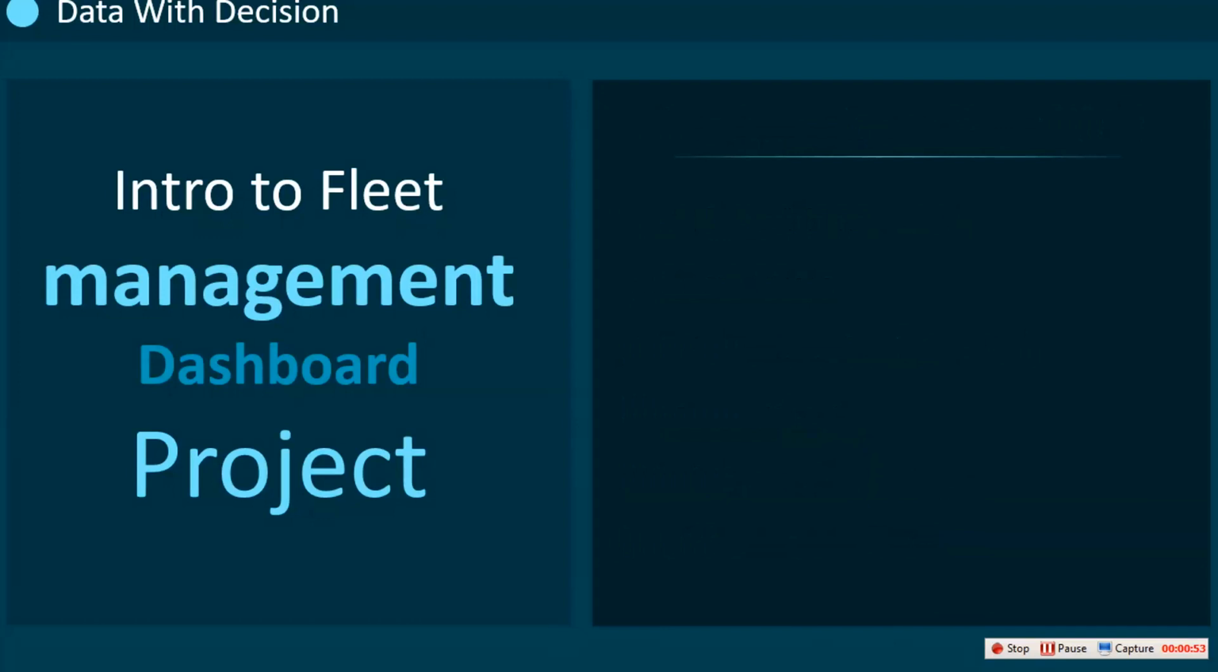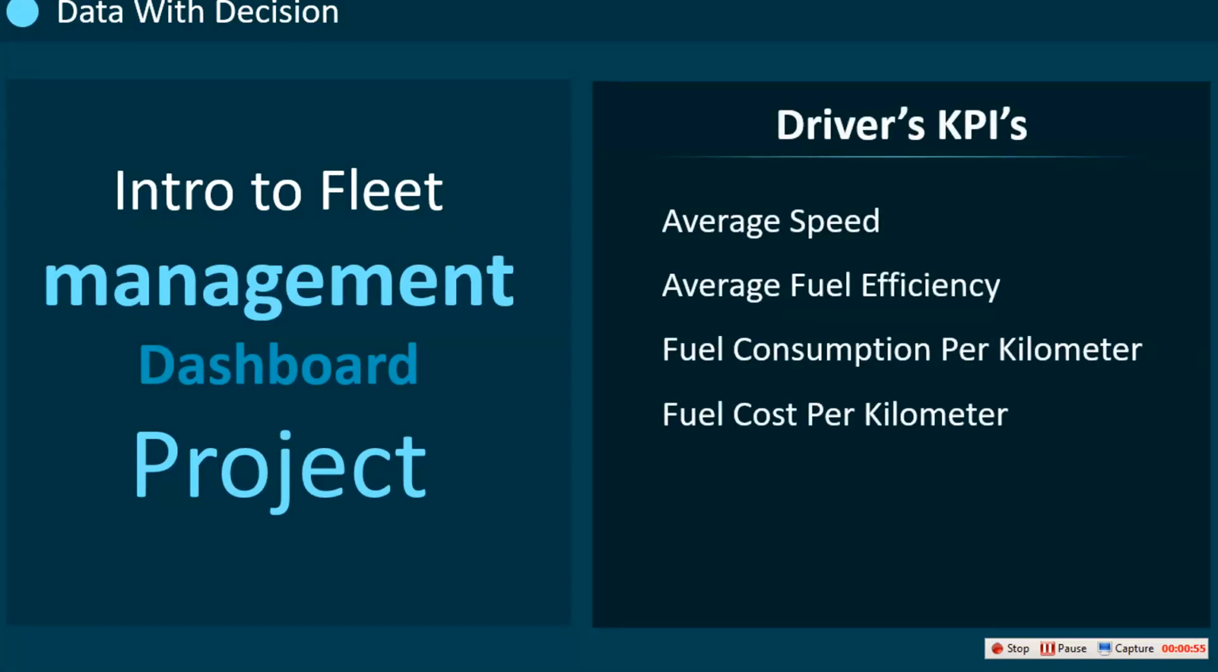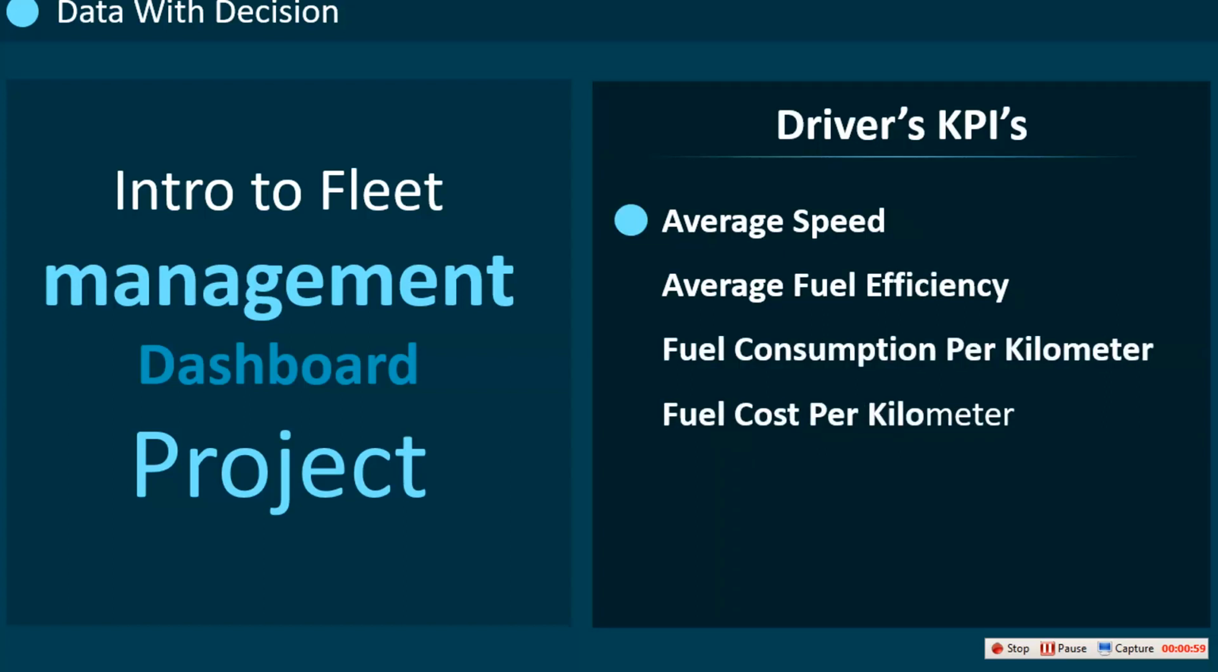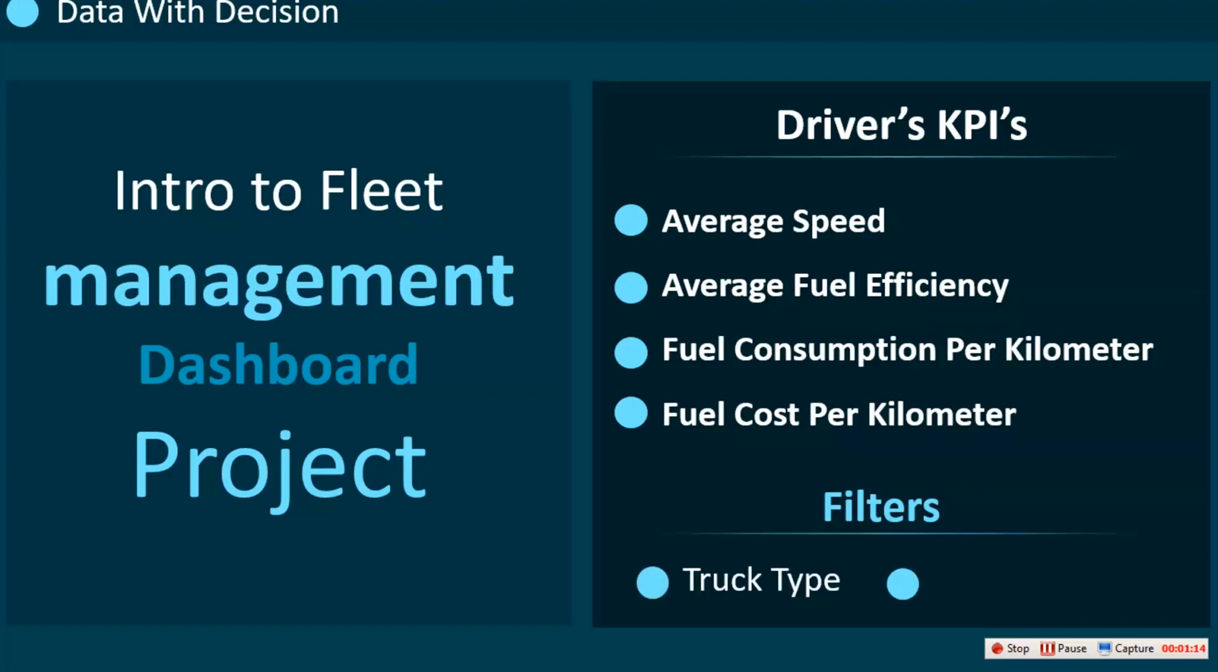Then we have other KPIs which are peculiar to the drivers. We're talking about the average speed per driver, average fuel efficiency, fuel consumption per kilometer, and fuel cost per kilometer. After all this, we need to add a couple of slicers. The first slicers we're going to add would be truck type and trailer type. With all this, you're good to go.